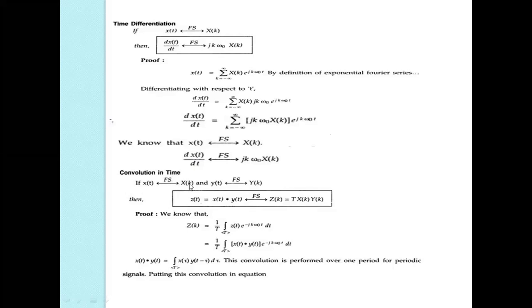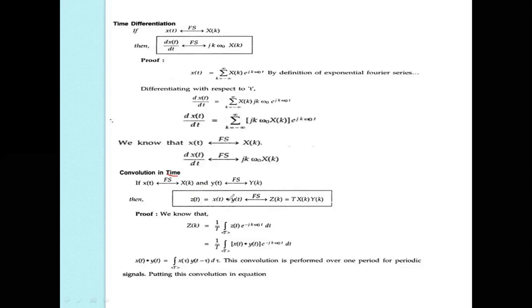If x of t has the Fourier series x of k, and y of t has the Fourier series y of k, then the convolution between x of t and y of t, the time convolution, written with the asterisk symbol, has the Fourier series in the frequency domain T into x of k y of k. Got it, my students? Now, using this statement, you have to prove the convolution time domain property. Let us see in the whiteboard here.